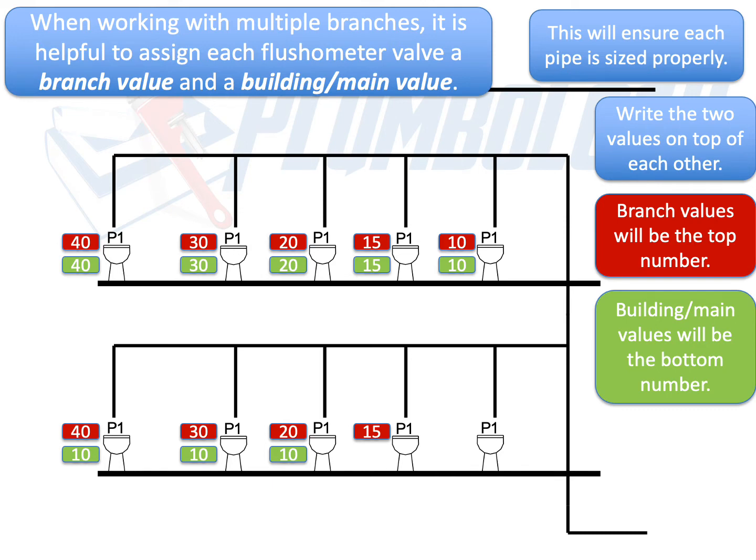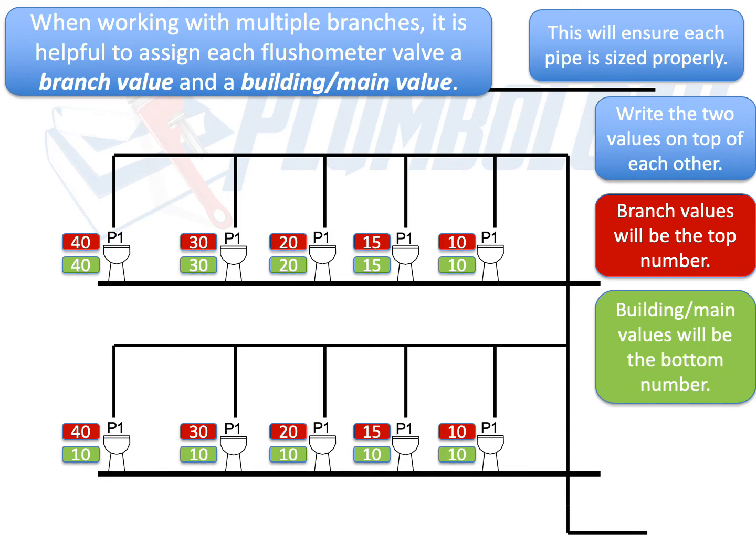Continuing, it'll be a 15 for the branch and a 10 for the building. And then the last one on the first floor branch will be a 10 over a 10. At this point, we have all the flush valves labeled with their proper fixture unit values.